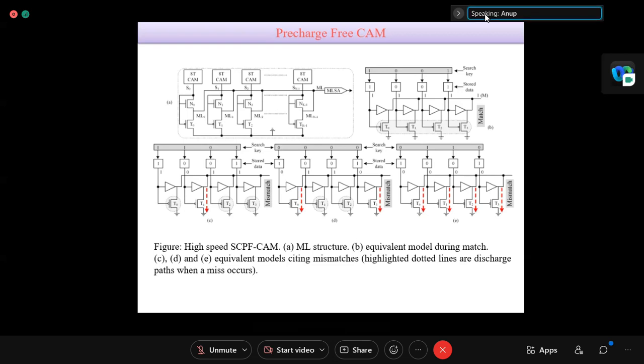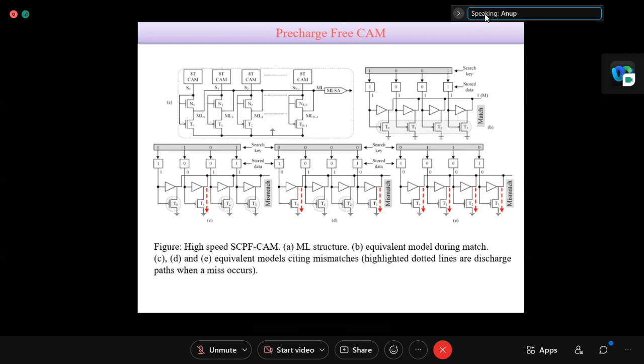Here, basically, what I have shown is the problem of my precharge-free CAM. Whenever mismatches are identified, it is grounded. In the left side circuit there is only one red dotted line, then in the next circuit 2 lines are there, and in the next circuit 4 lines are there. So many discharging paths are not good for any circuit. So many charging paths are also not good for a circuit, but some parallelism is required.